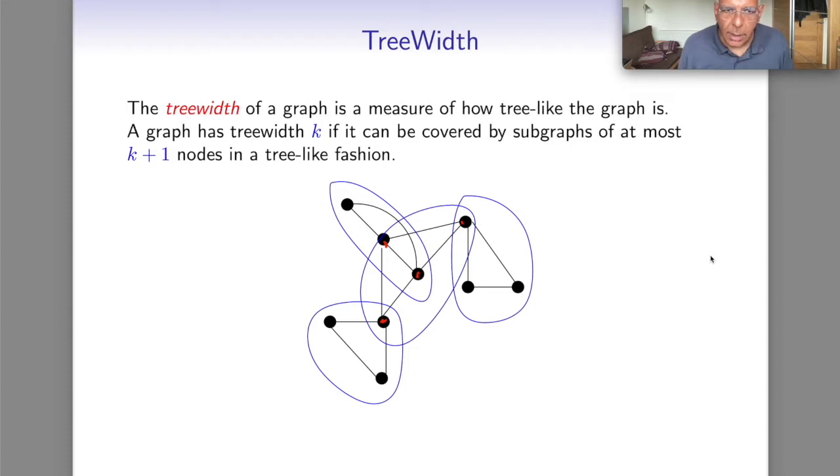I take that back. I think this graph has tree width 2, because you could split this set of 4 nodes into 2 sets of 3 nodes without having an edge crossing them. Okay.